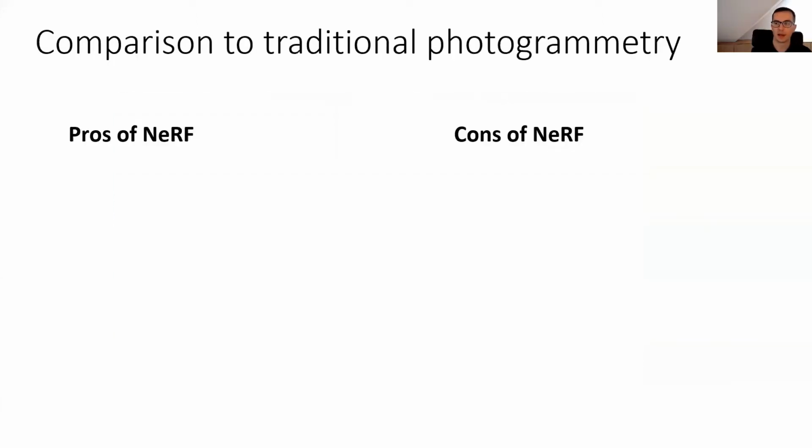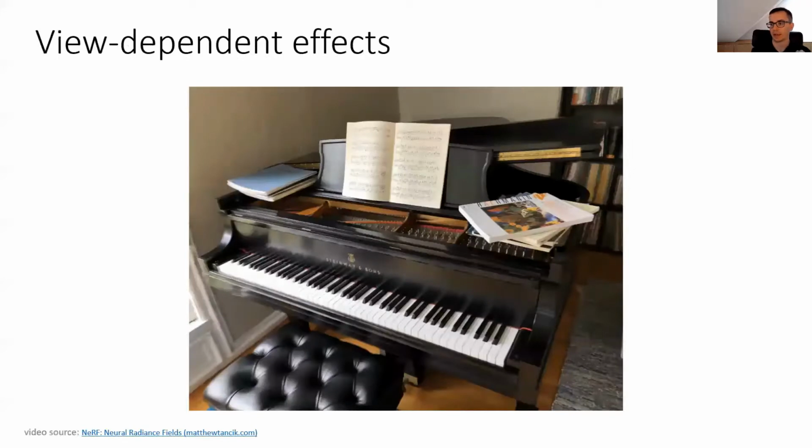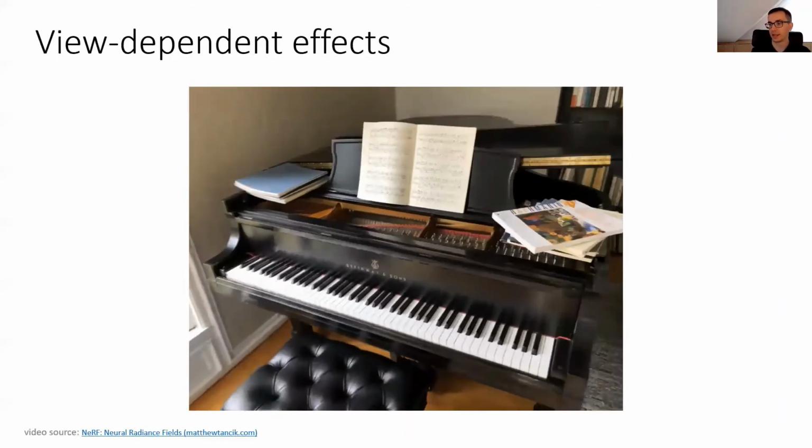Let's compare NeRF to traditional photogrammetry. By traditional photogrammetry, here I mean methods that reconstruct scenes using meshes. The output of a traditional method like this one would be a mesh representing this scene. So how does this stack up compared to NeRF? Well, very importantly, NeRF can represent view-dependent effects. And for example, here, you can see this on this piano.